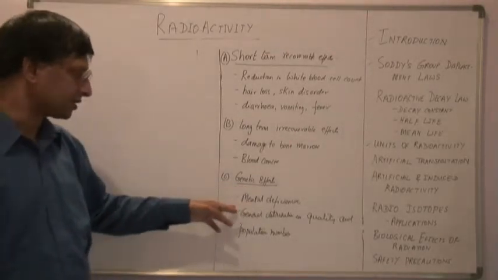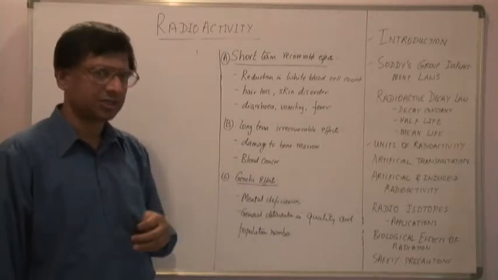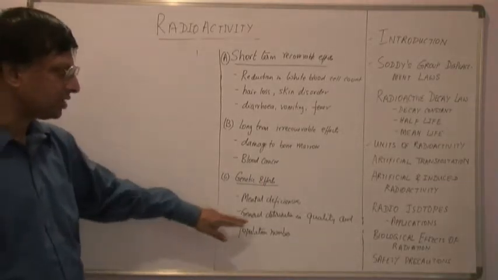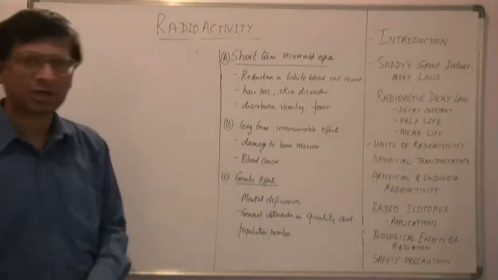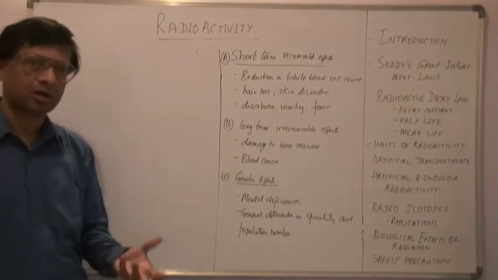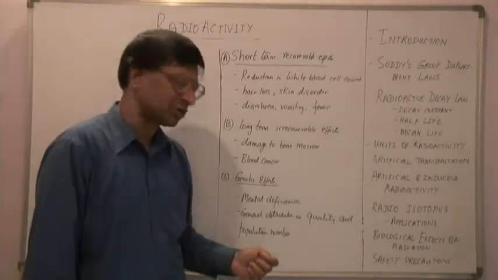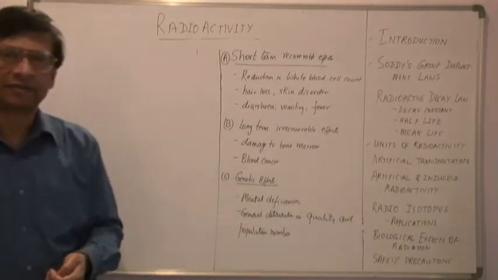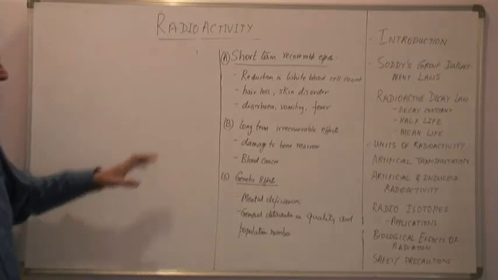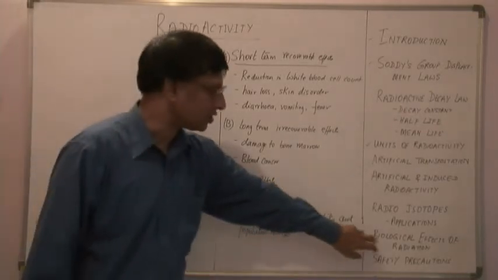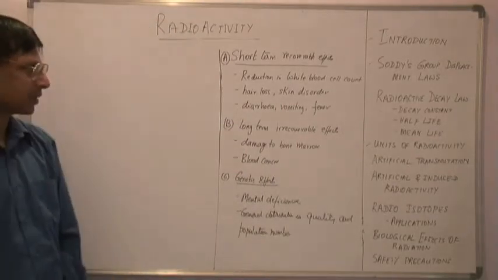Some of the genetic effects are mental deficiencies, giants or monsters getting born, or general deterioration in quality and population number. The number of people who get born, or the number of species that can get produced, gets reduced because of the genetic effects of radiation. So these are basically some of the biological effects of radiation.